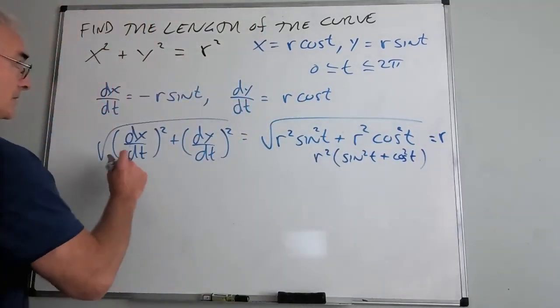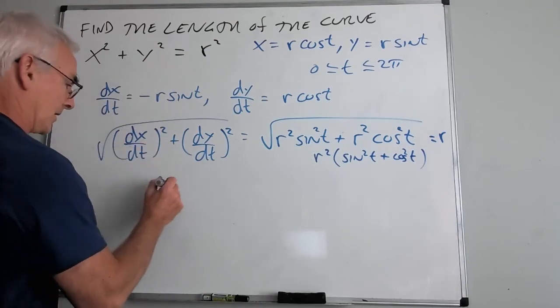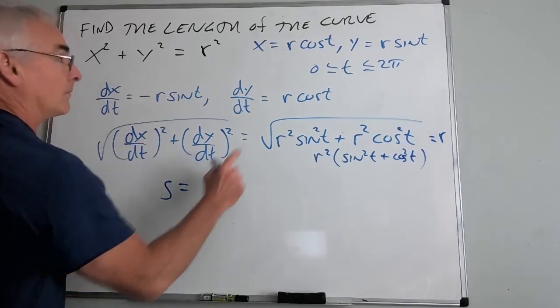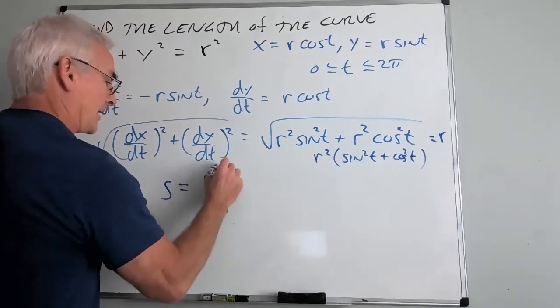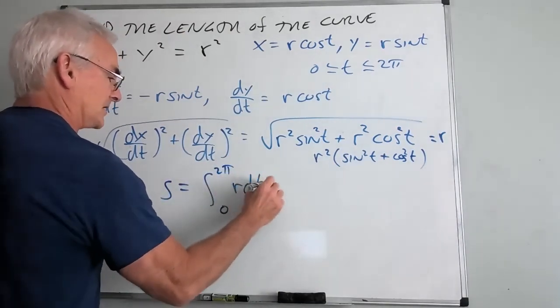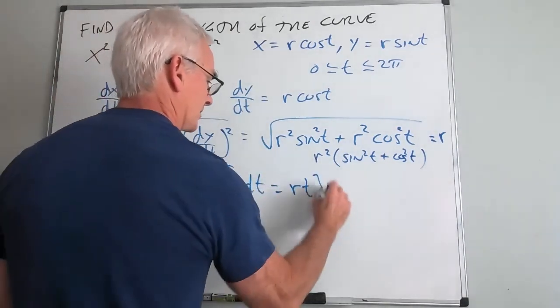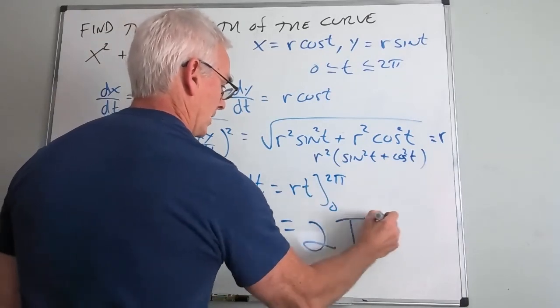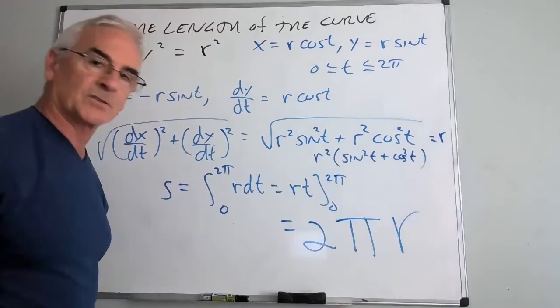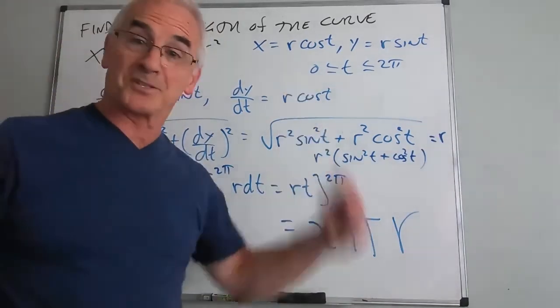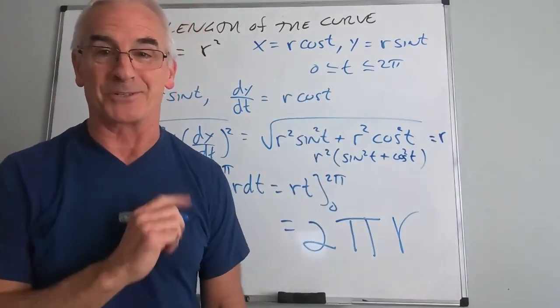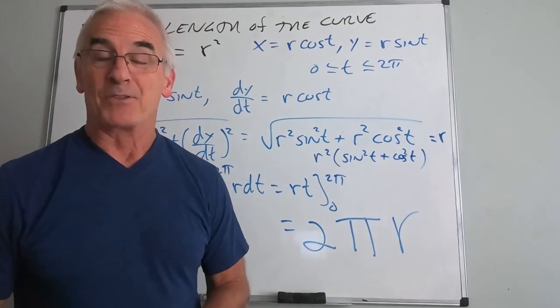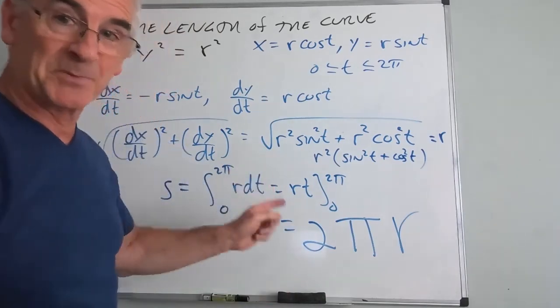So that means, little drum roll, the arc length is the integral from 0 to 2 pi of r dt, which is just rt from 0 to 2 pi, which is 2 pi r, and that's where it comes from, folks. Not possible to get that without doing what we just did. The circumference of the circle has to be integrated.